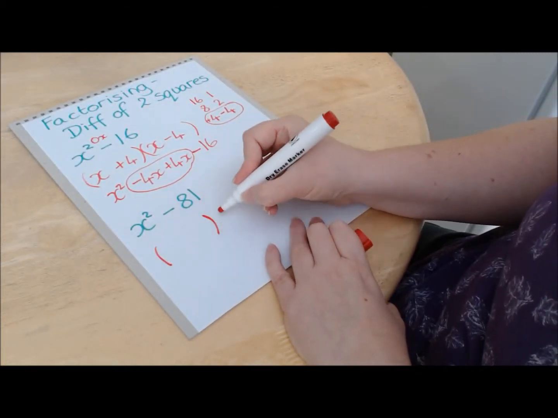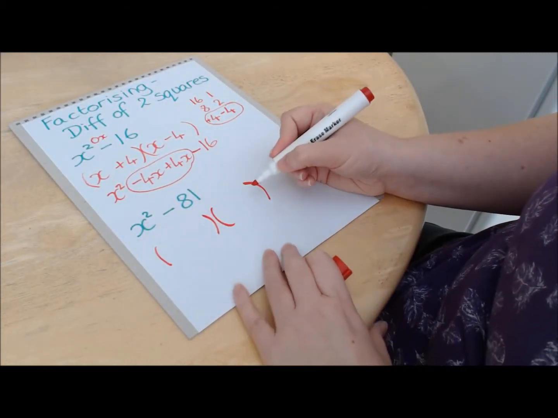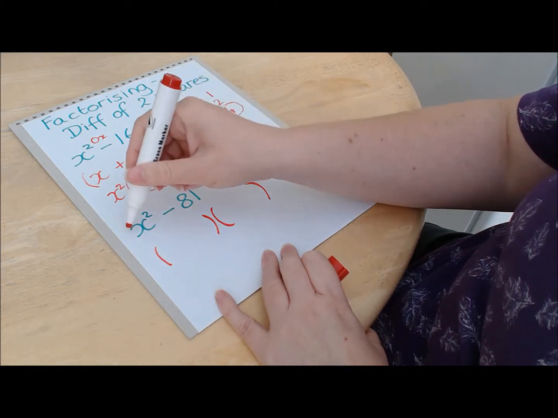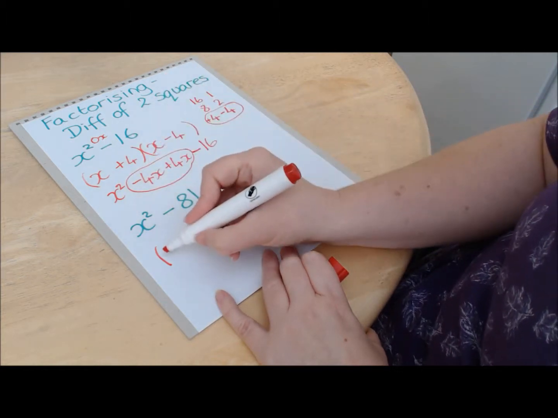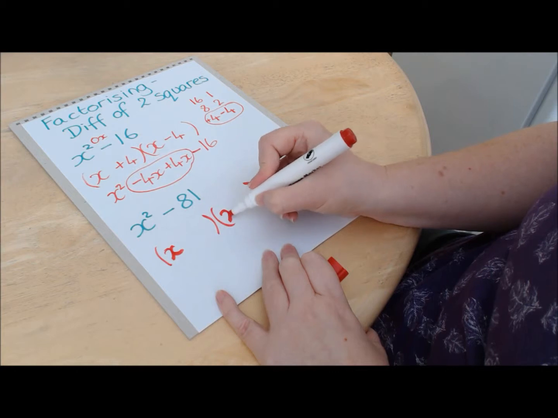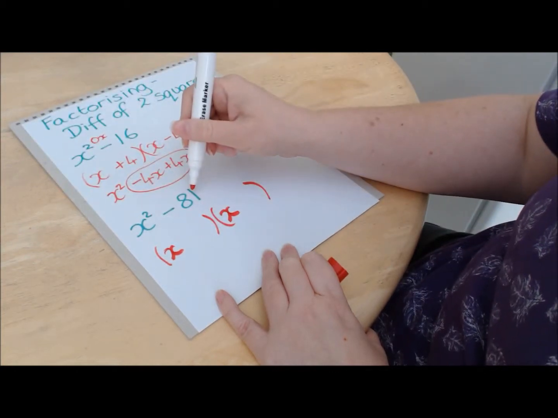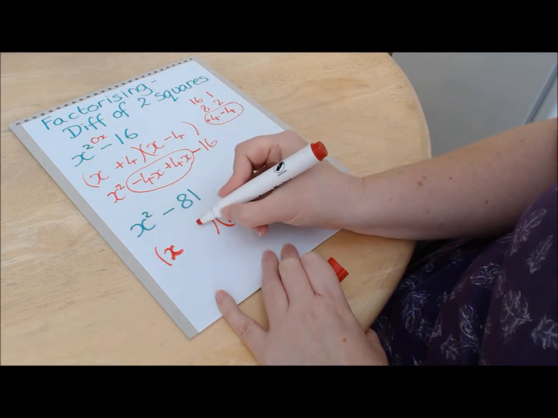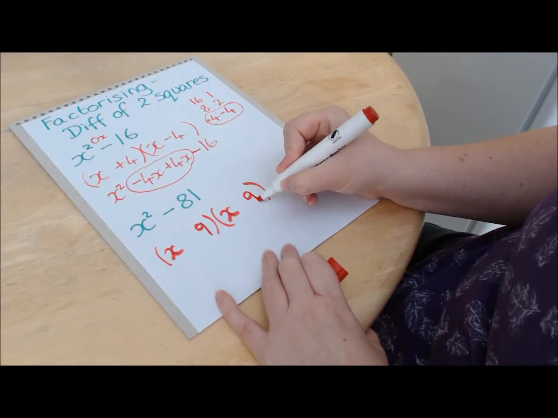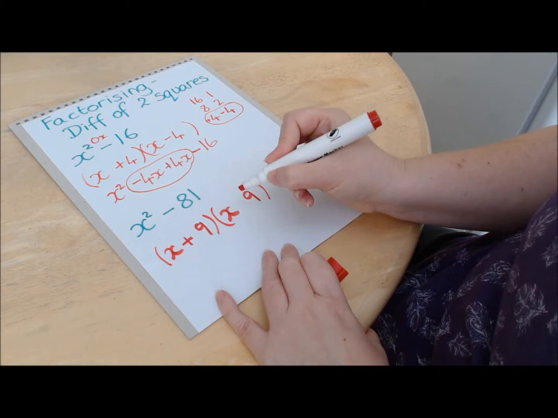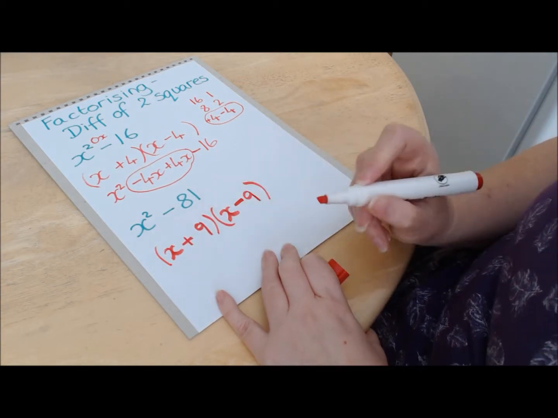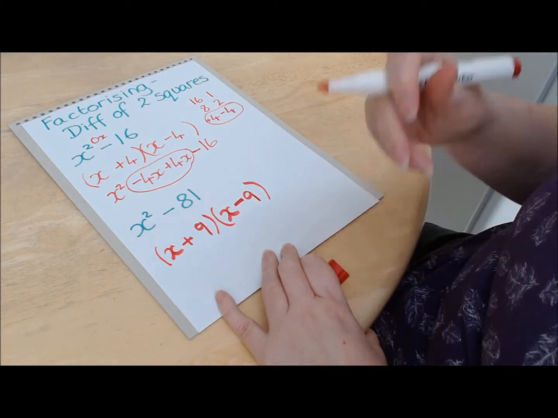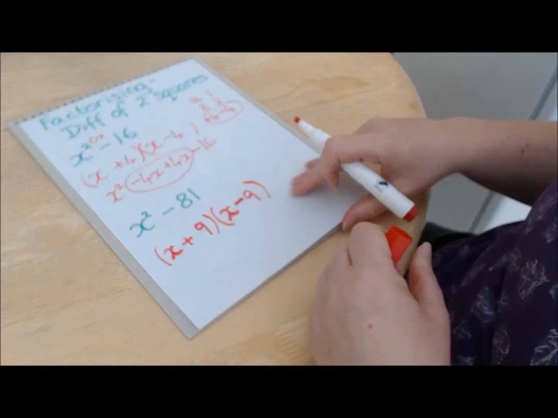So we'll do it on this one, where you're going to have the square root of this first bit in the front and the square root of the number or the part on the end at the end. So that's 9 squared, so we're going to have 9. And then 1 has to be positive and 1 has to be negative. So we're going to look at a couple more examples of this.